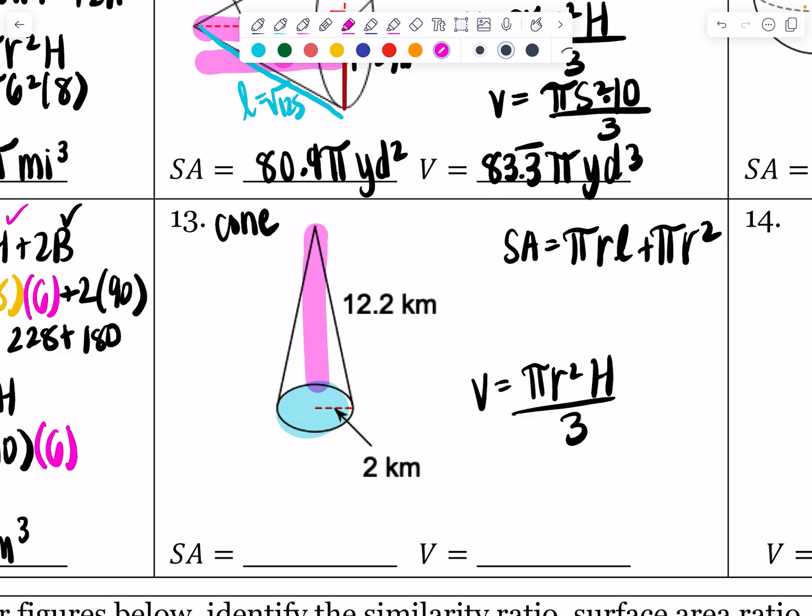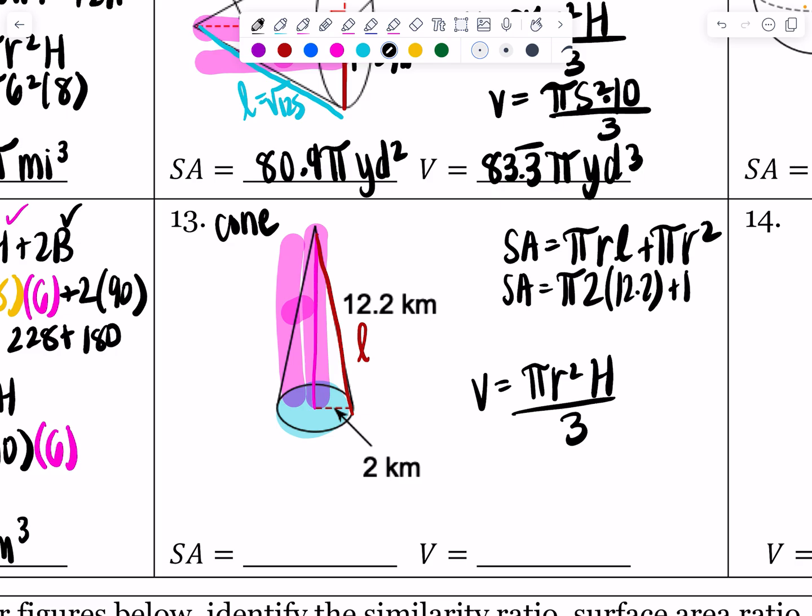Well, this is an example where instead of having the height that I need for volume, I have the slant height, which I also need though, and I need that one for surface area. So this just kind of gives you the reverse problem of what we've had so far. And so surface area is going to be equal to pi times the radius, which is 2, times my slanted height, which is 12.2, plus pi times 2 squared. So it's going to be 2 times 12.2 plus 4.